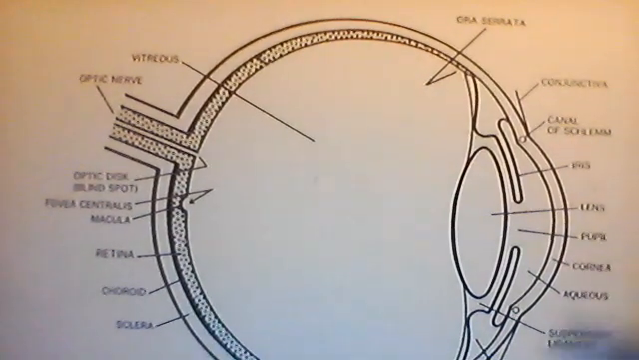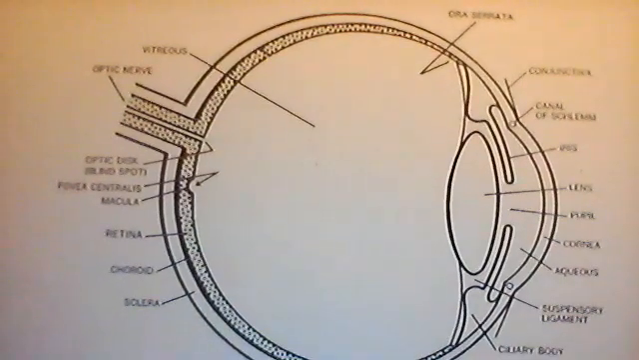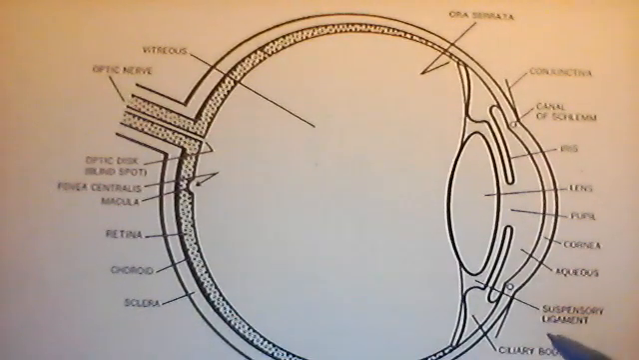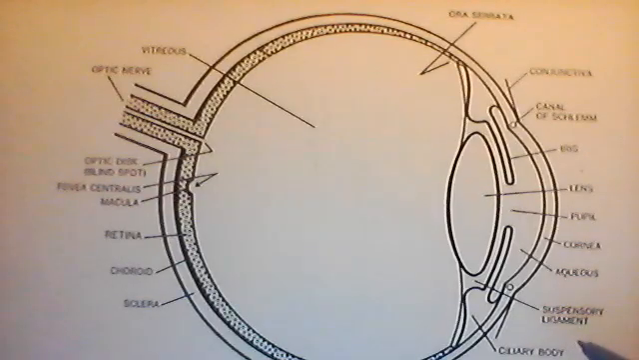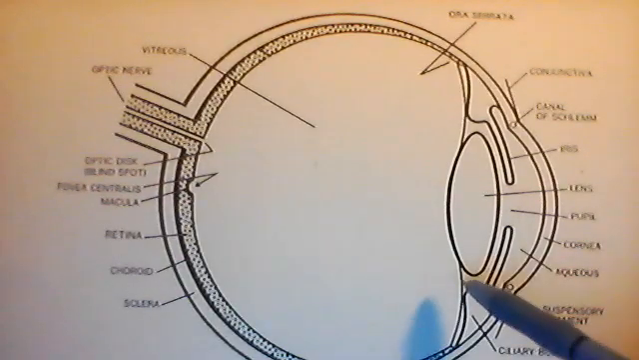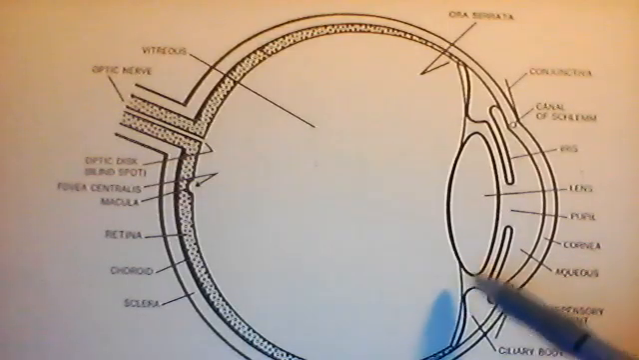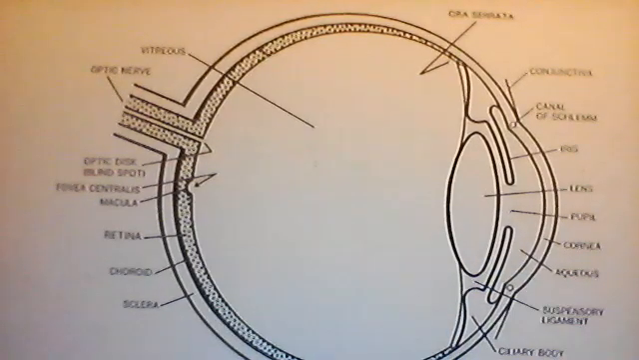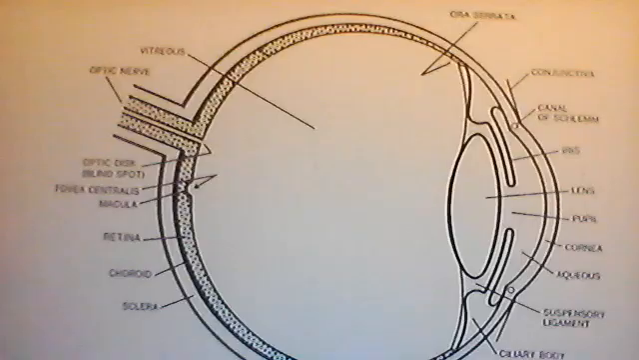There is the suspensory ligament right in here, and it is what attaches the ciliary muscles to the lens to hold it in place.